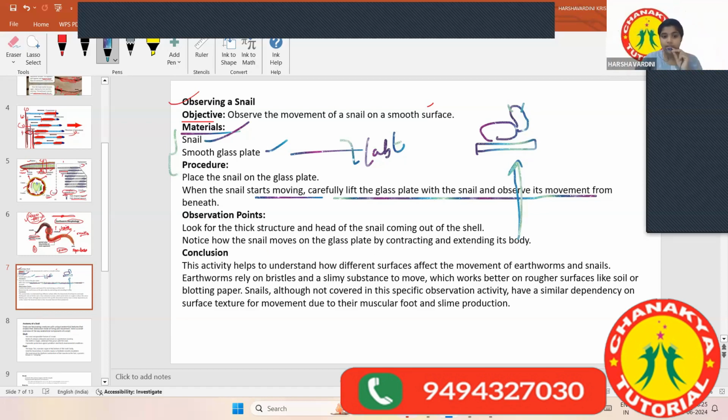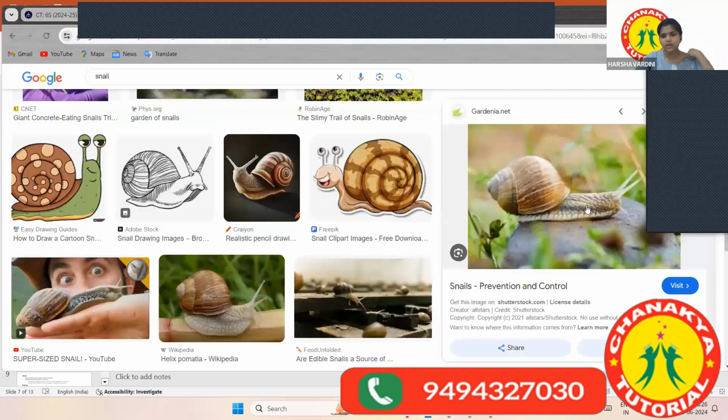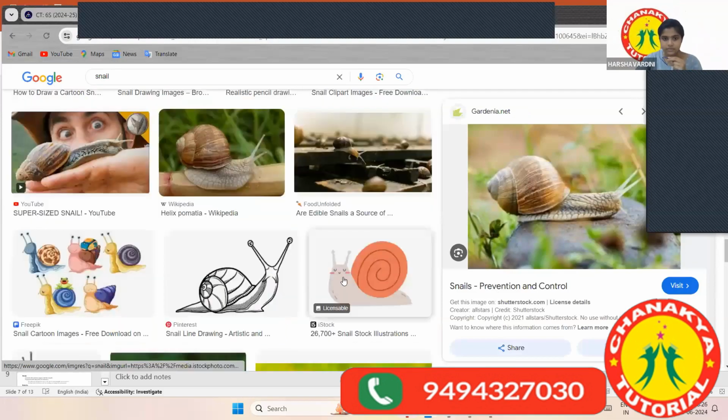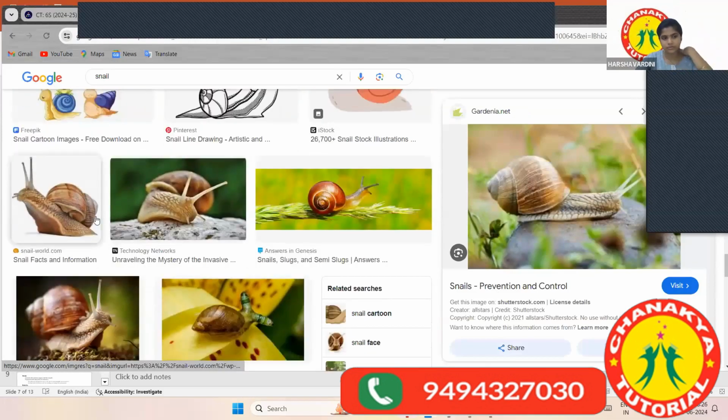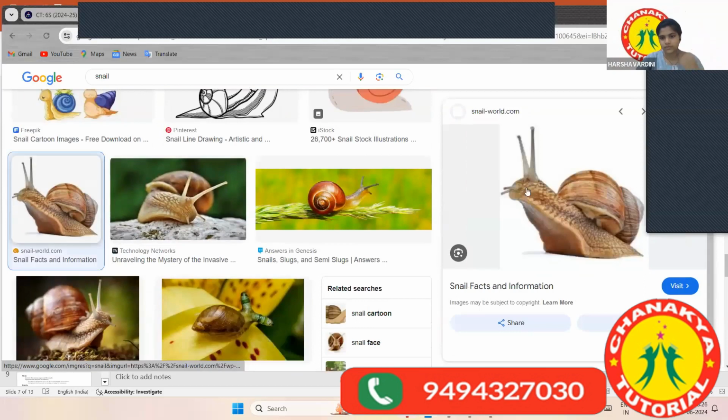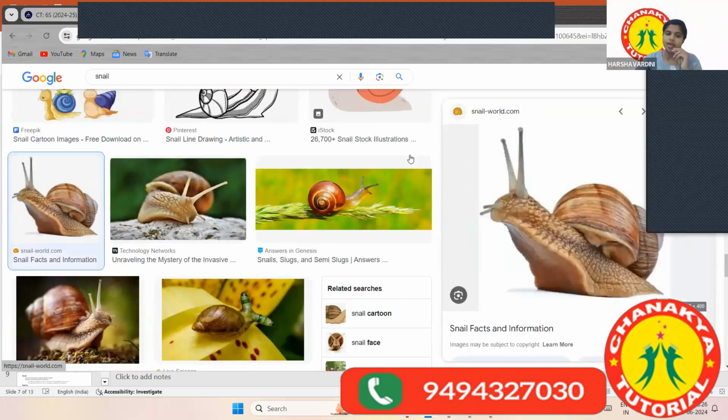Observation point: look for the thick structures and the head of the snail coming out of the shell. Obviously we saw that I showed the picture, right? They have a thick shell, very thick shell in fact. And they have the head part, right? This is the head part. And what are the things they are having? Can you tell me? What are the things they have?